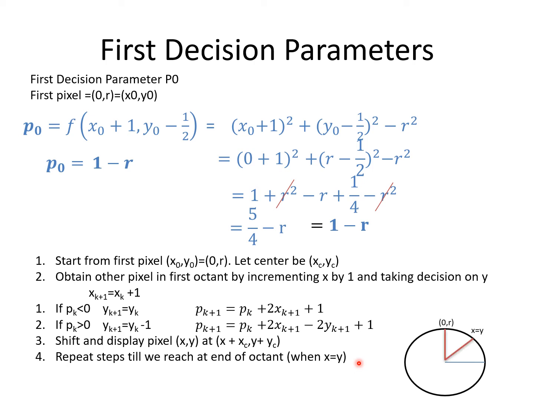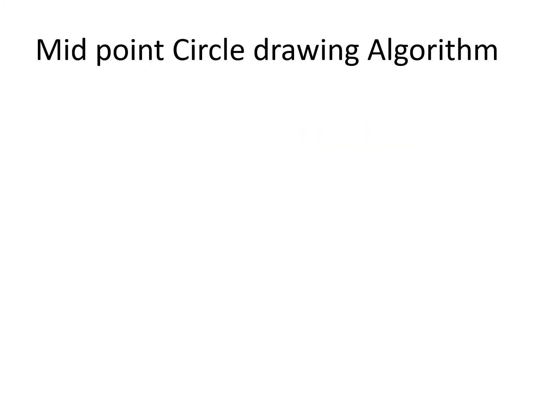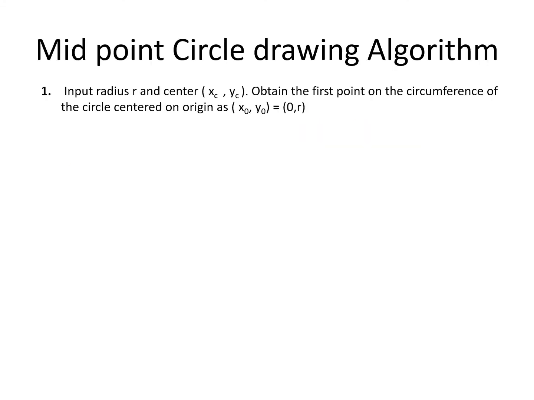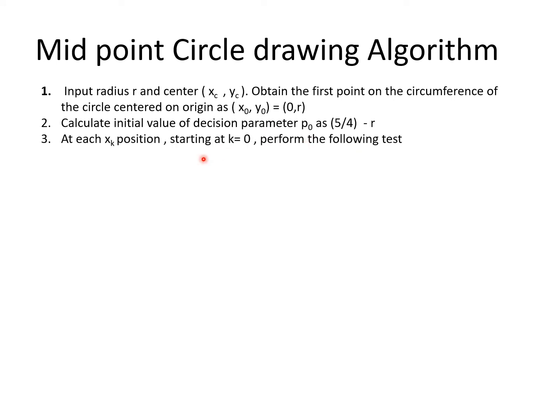So we say at this position we get y equal to x. We start performing calculation from (0, r) till we reach this point, which is x equal to y. Coming to the algorithm, input is a radius r and a center xc, yc. We obtain the first point on the circumference of the circle as (x0, y0) equal to (0, r). Then calculate the initial decision parameter p0 as 1 minus r, or 5 by 4 minus r.